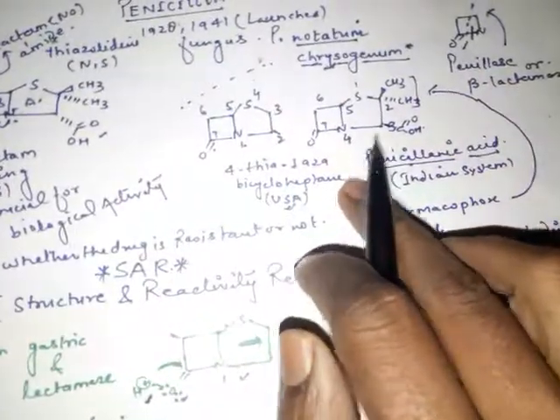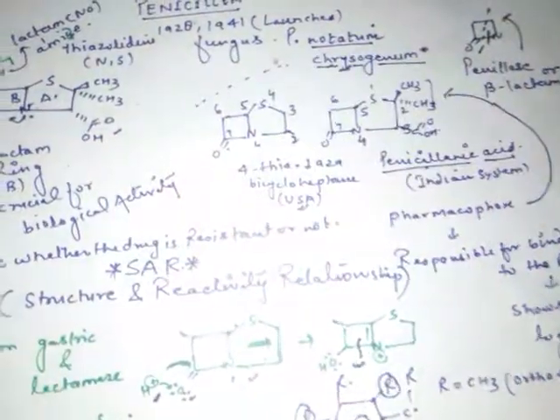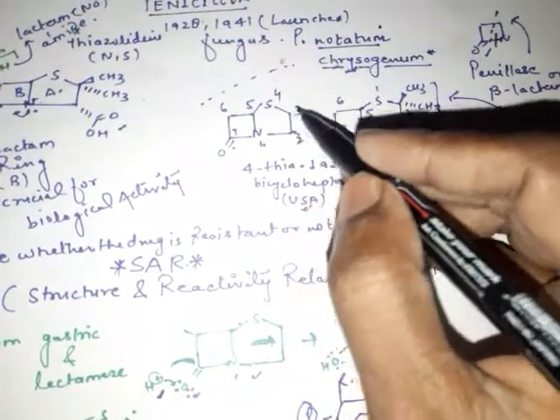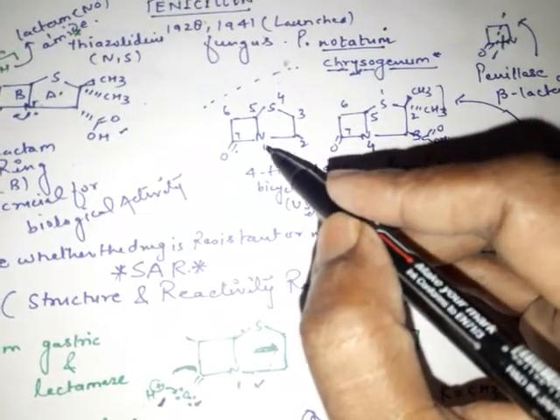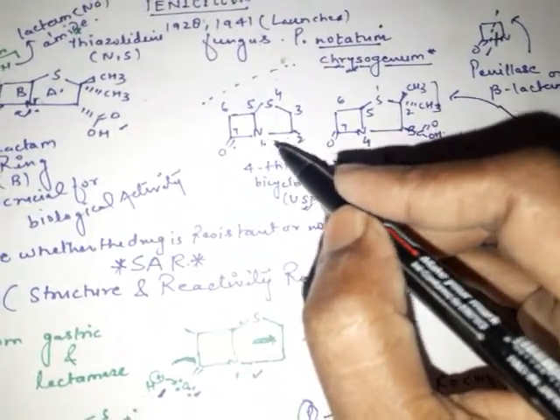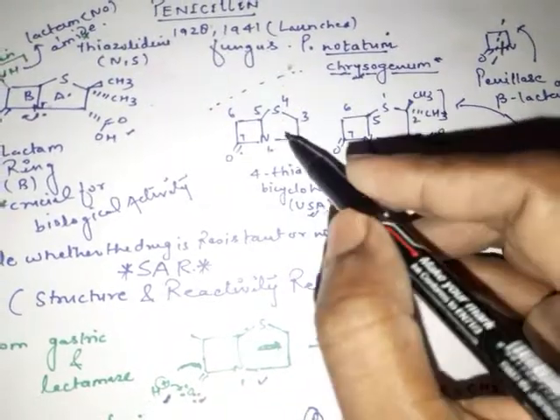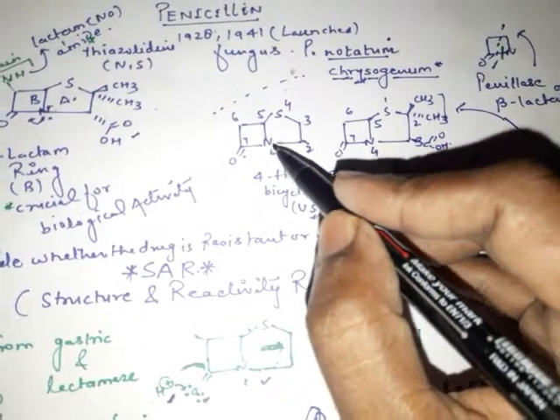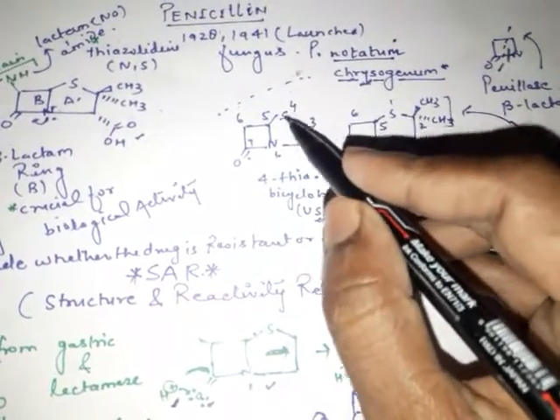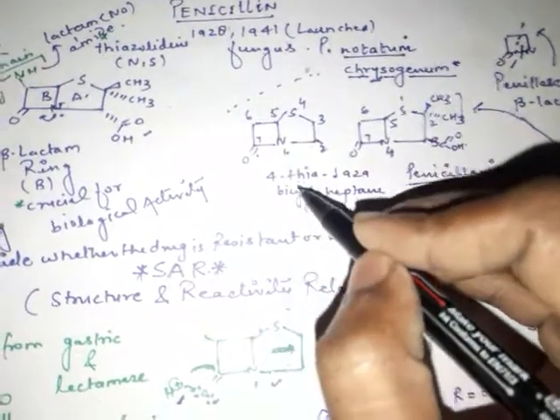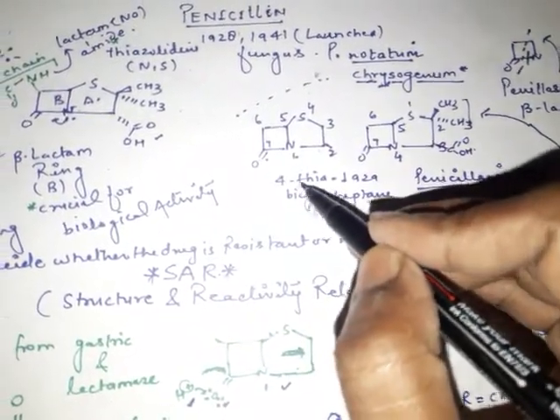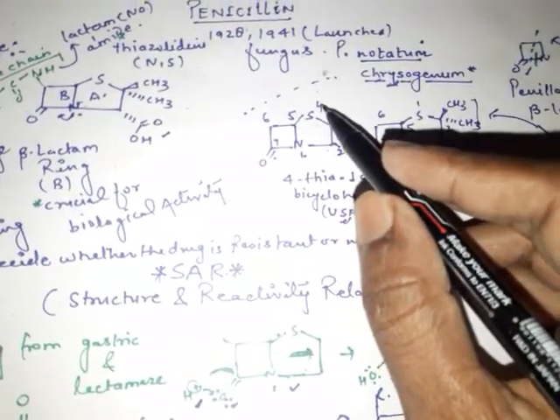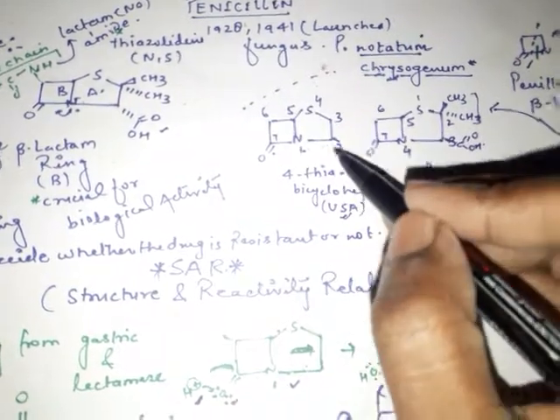I have also discussed the IUPAC nomenclature of penicillin. Here I have mentioned the main framework of penicillin. For the nomenclature, I have started numbering from 1: priority 1 is given to the nitrogen, then 2, 3, 4 is given to sulfur, then 5, 6 and 7. So you can easily analyze that the IUPAC name will be 4-thia, since on the 4 position sulfur is present, 4-thia, 1-aza.